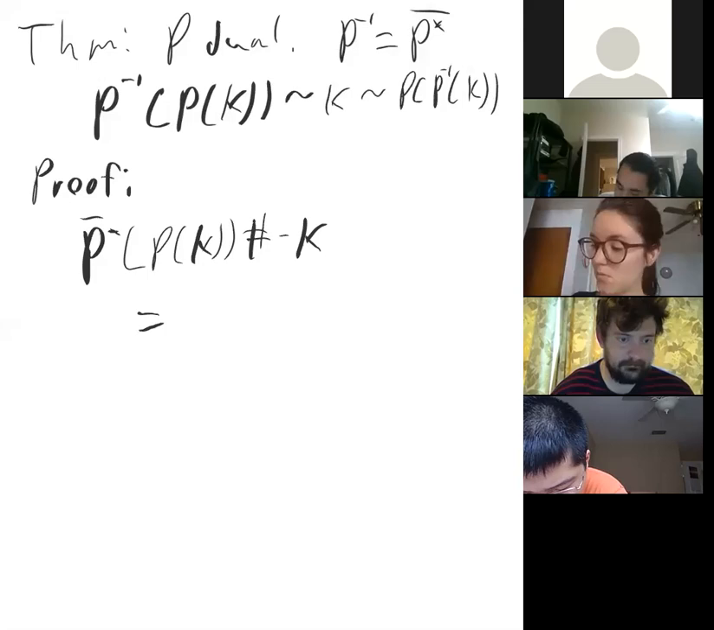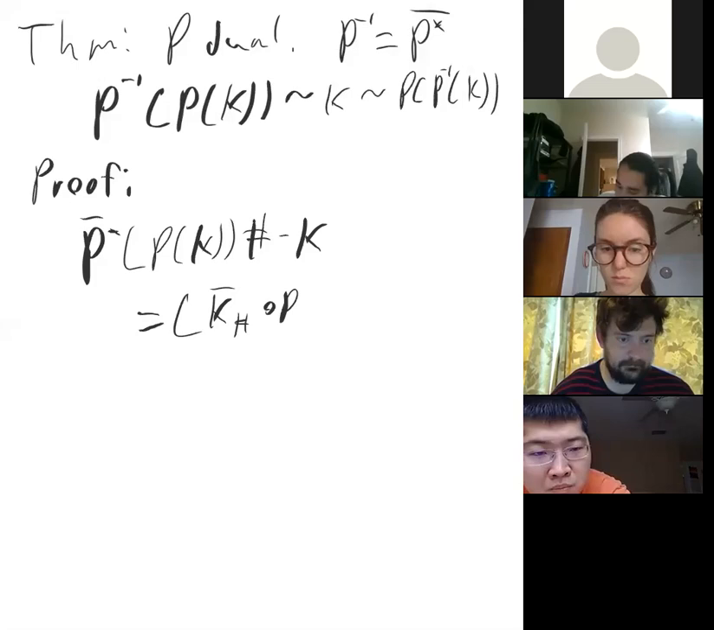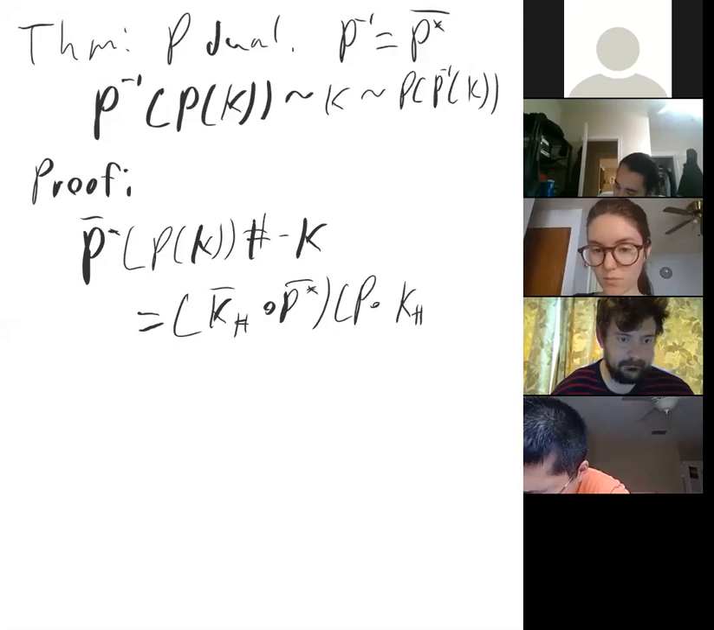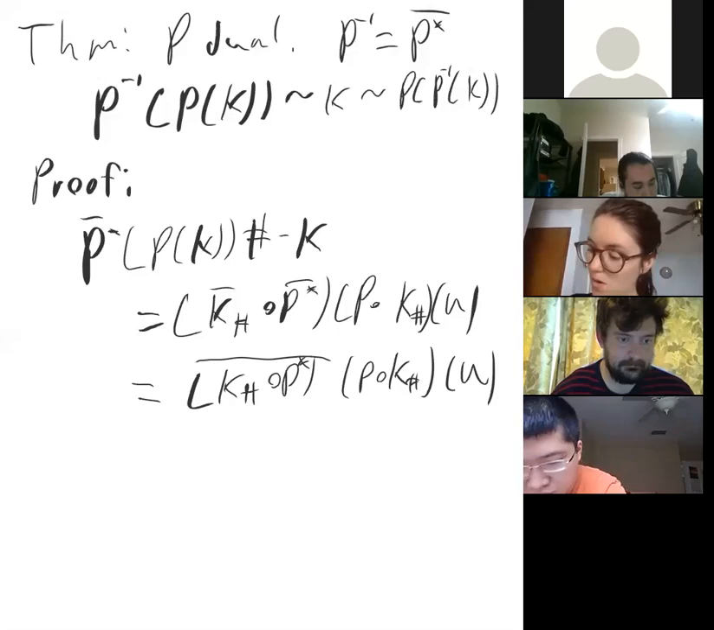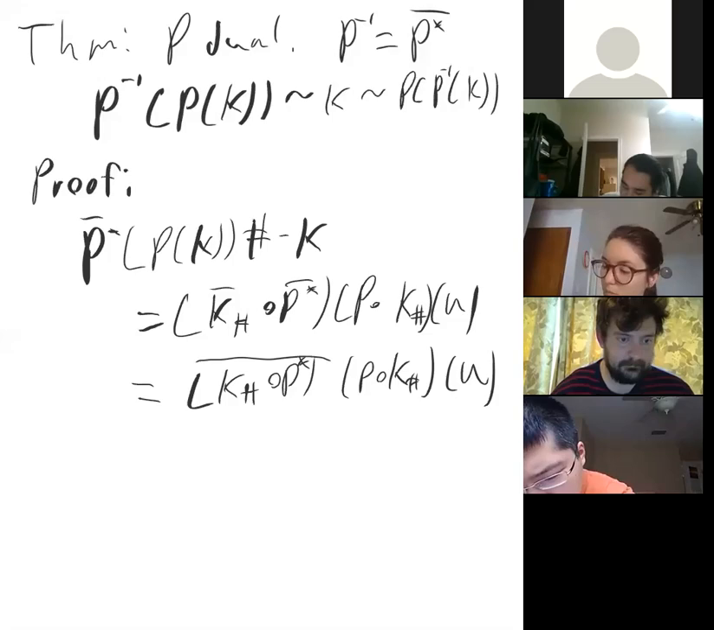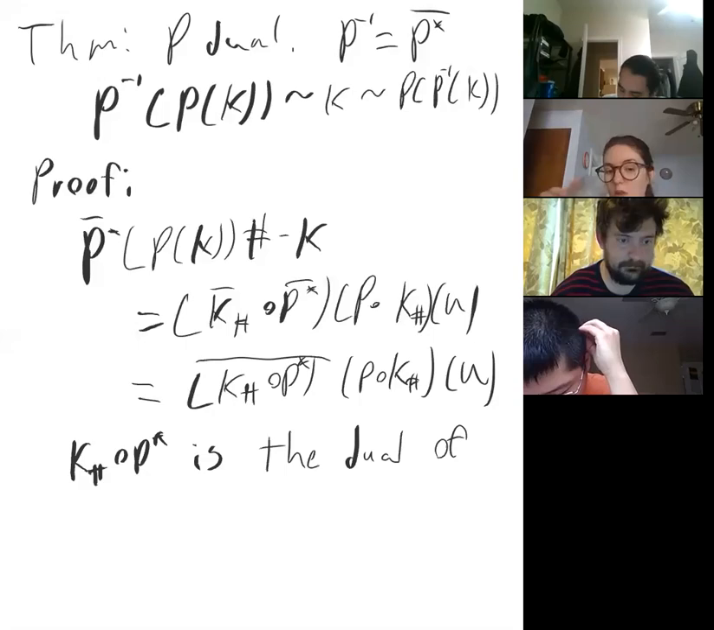But this is, because I'll show that P bar star of P of K is going to K. This is just K bar, composed of P bar star, P bar K sharp of U. I could write this as K sharp composed of P star bar P composed of K sharp of U. And then K sharp composed of P star is dual of P composed of K sharp.